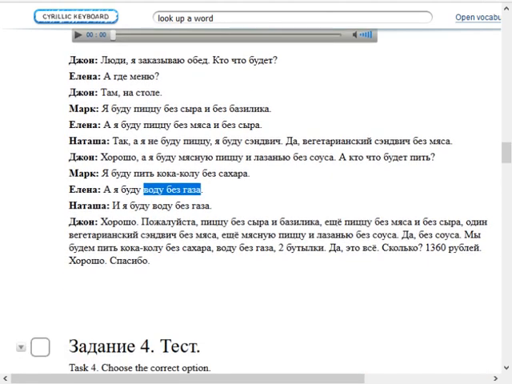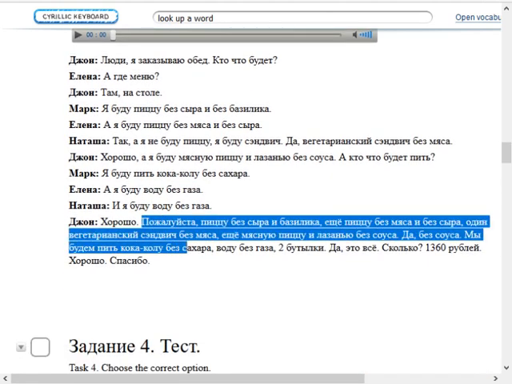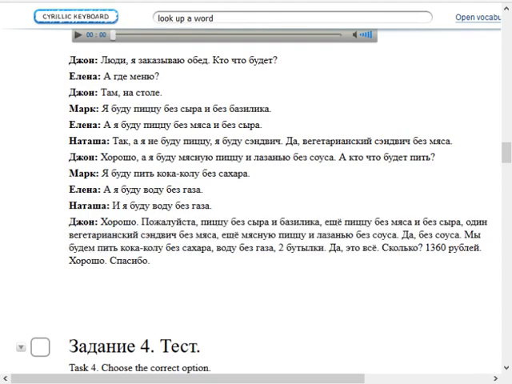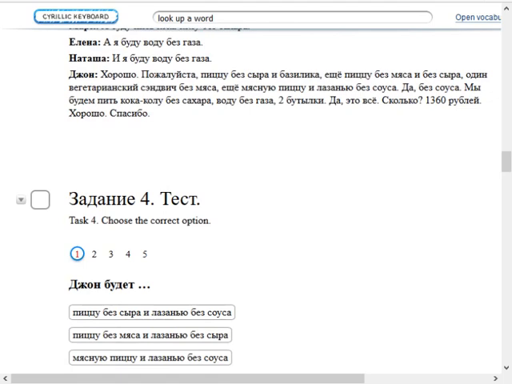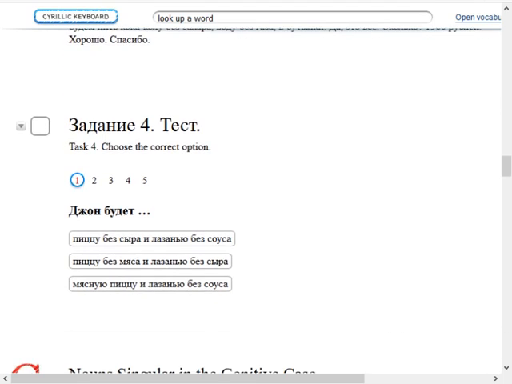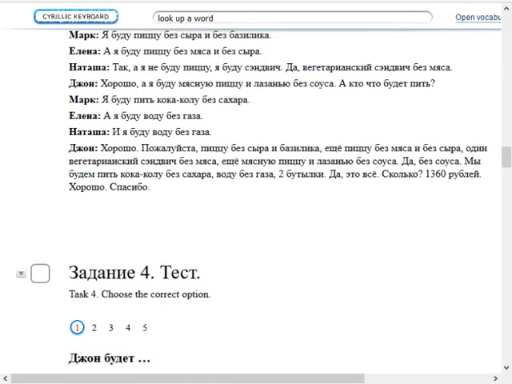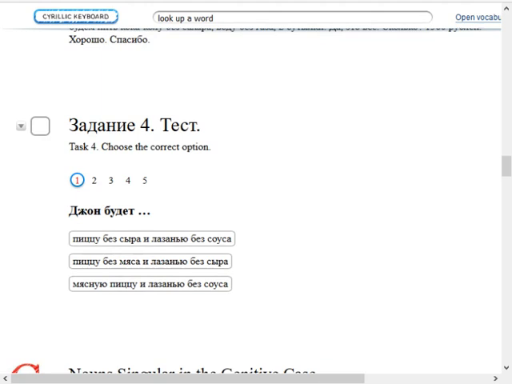Хорошо, and then he just summarizes the order here on the telephone, and then how much does it cost? 1360 rubles. Okay, thanks. So now we need to, actually this is pretty easy. This is again not focusing on the grammatical cases. This is just interpreting the words that the people said. So John будет, John wants, didn't he say, yeah, he wants a meat pizza and lasagna without sauce. So мясную пицца и lasagna без соуса.